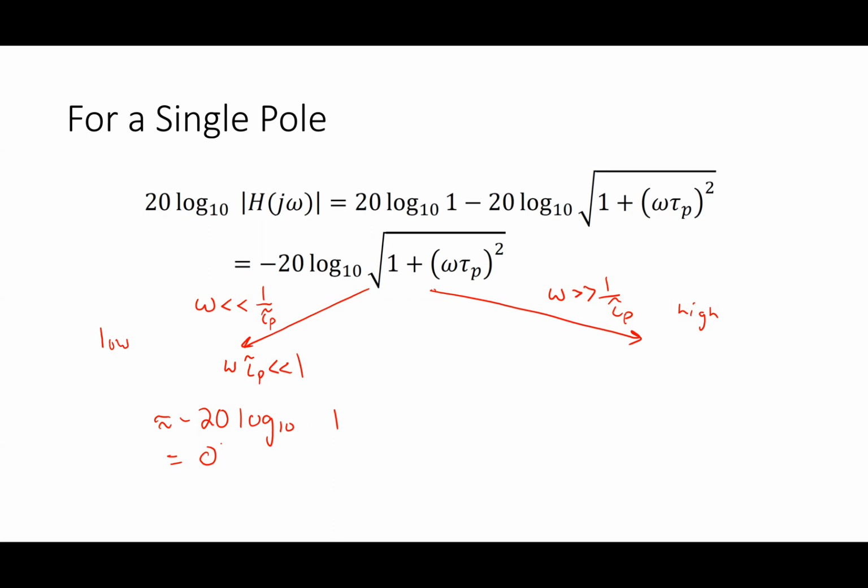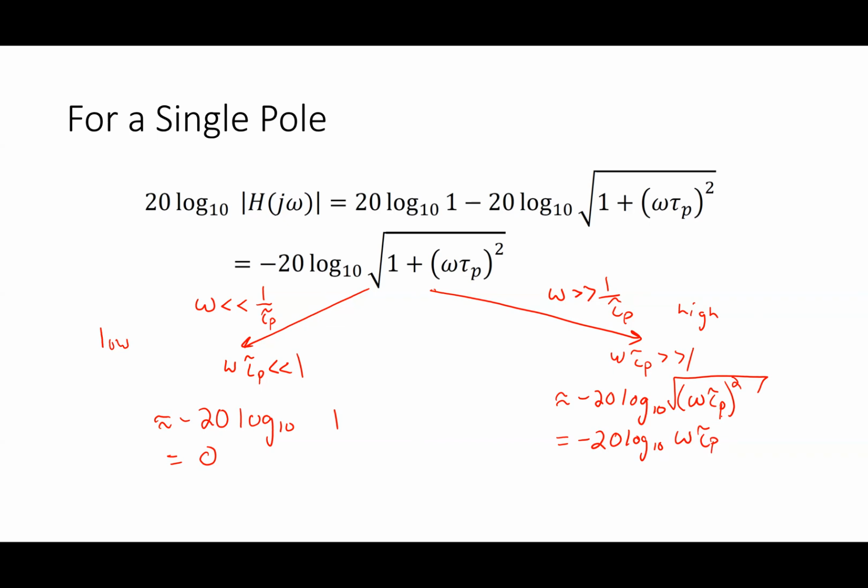Okay. What about at high frequencies? At high frequencies, I have omega tau p much, much greater than 1. So what that says is I have 1 plus a number much, much bigger than 1. What's that equal to? Yeah, I can basically forget the 1, and I can say this is approximately negative 20 log base 10 of the square root of omega tau p squared, which would be negative 20 log 10 of omega tau p. Now, what the heck have I done?